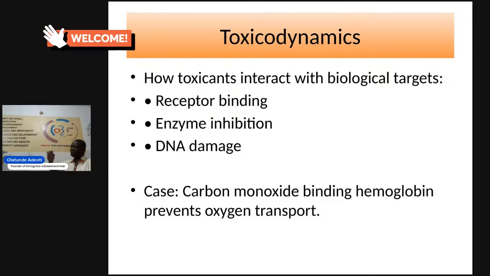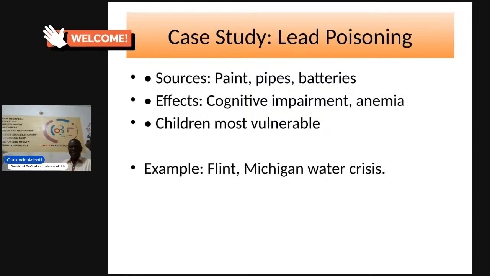All poison must have their targets. All poison must have their biological targets. So you need to know that. Then a case study is a case of lead poisoning. And where did they get this lead poisoning? From paints. Our paints contain lead, pipes and batteries. So all batteries contain lead.